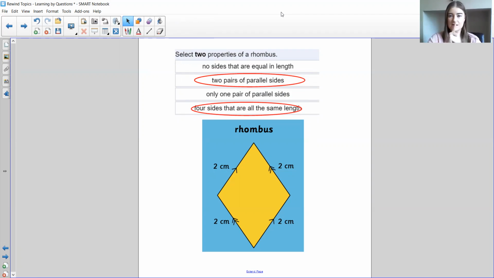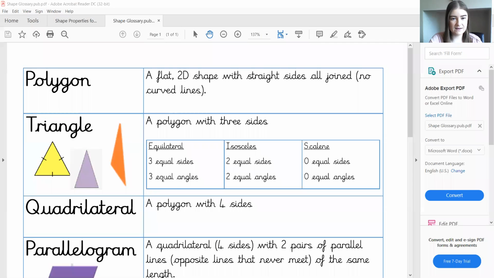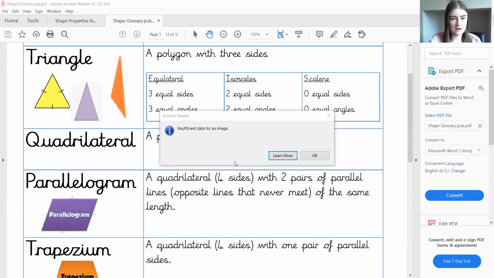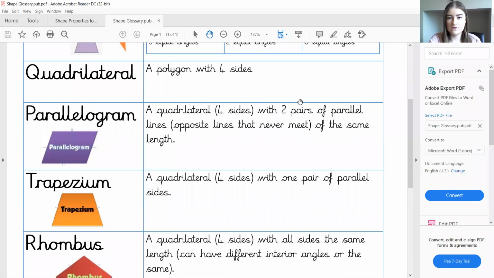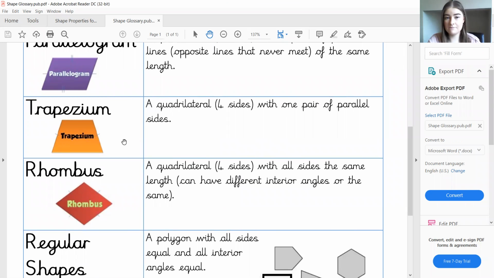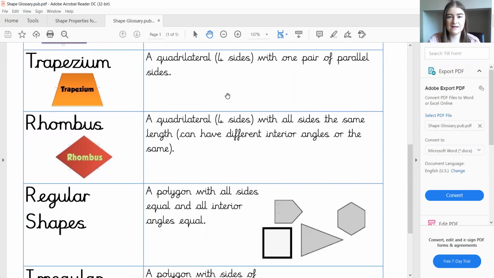So if for a second I stop screen sharing, and share with you the glossary here, we can see that we have got the parallelogram. And so it says there that they're parallel lines that never meet. We've got the trapezium, which has got 1 pair of parallel lines. And here we've got a rhombus.